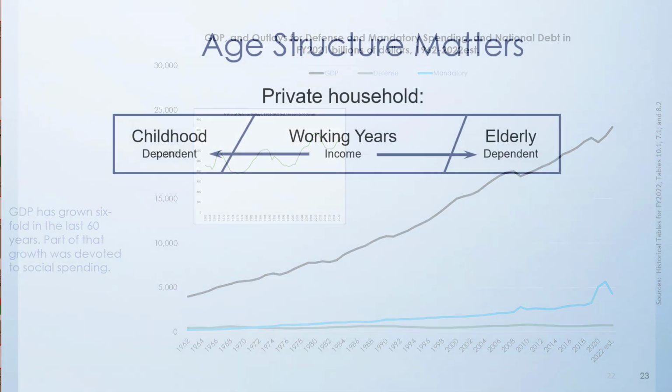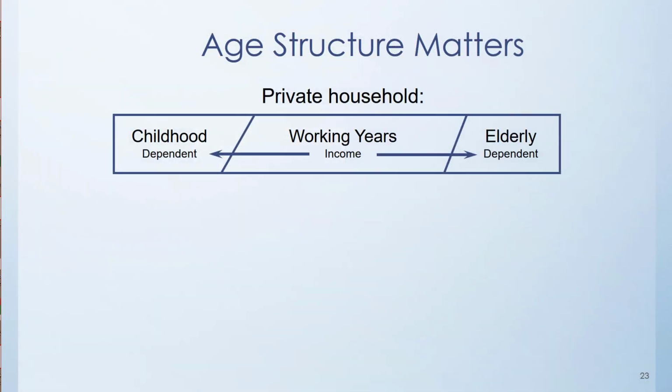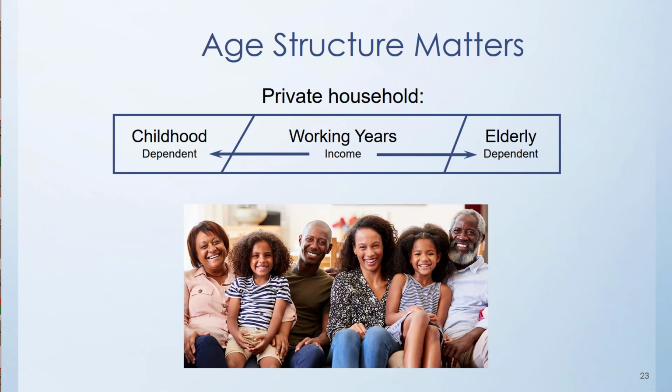What drives social spending in a society is similar to what drives spending in a private household. If you assume a multi-generational household with a set of parents, some children, and maybe an elderly parent or grandparent living in the house, the children and the elderly tend to be dependent on the income from those of working age.